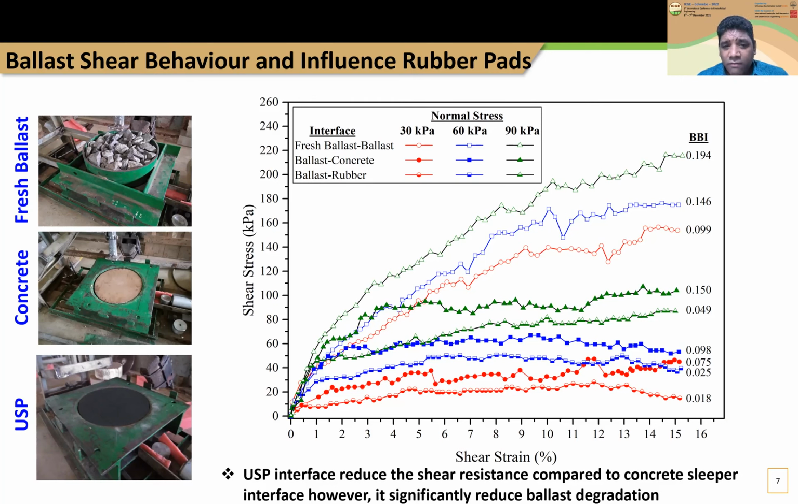However, we observed that this rubber material is reducing the ballast degradation at a significant level. The fresh ballast itself has enough shear resistance, so reducing shear resistance by this rubber is not a problem. But by reducing the degradation of ballast, we can save a lot of money by saving this ballast layer.